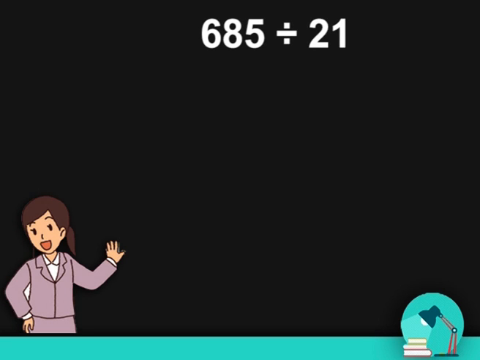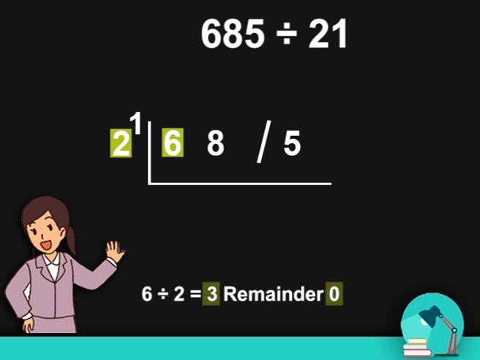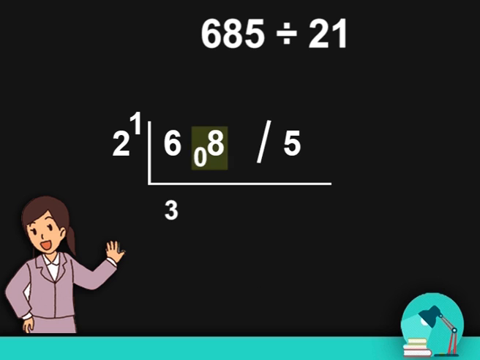Let us solve one more example in the same way, using the on the top of the flag method. 21 will be written as 2, with 1 on the top in the flag position. The first digit of the dividend is 6. When we divide 6 by 2, we will get 3 as quotient and 0 as remainder. Put the quotient 3 below the horizontal line and remainder 0 just before the second dividend digit. The second dividend number is now 8.